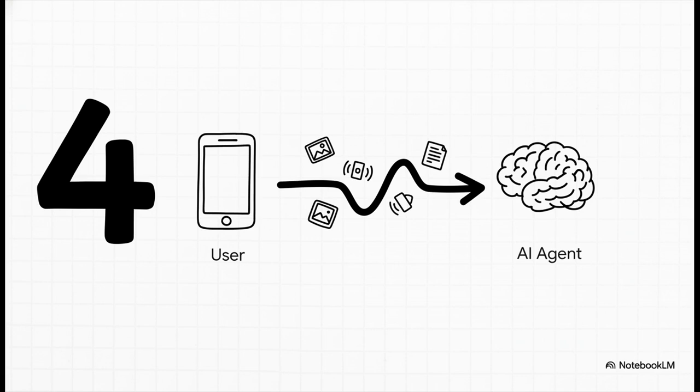Number 4 is a huge one, because we're not just talking about text anymore. OpenClaw can handle images, audio files, and documents. Imagine snapping a photo of a whiteboard and sending it to your AI for a summary, or just dictating a long thought as a voice memo. It makes the whole interaction feel so much more natural.